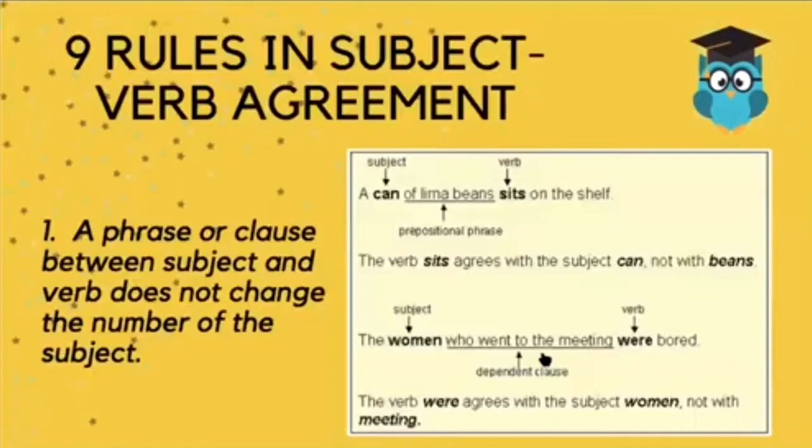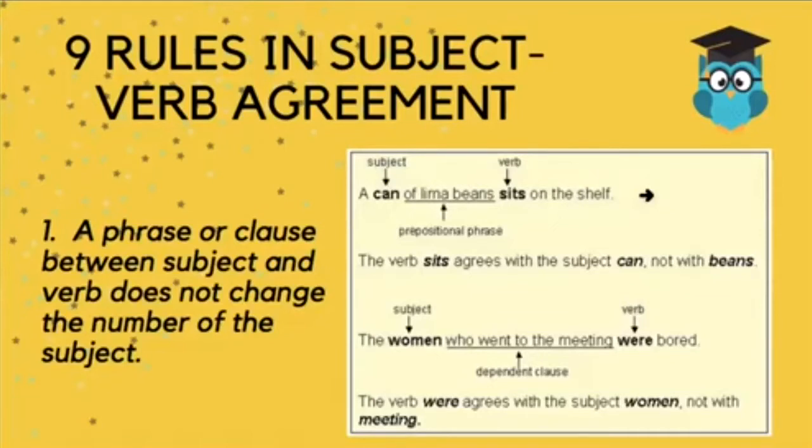All right, so here are 9 rules in subject-verb agreement. Number 1 is, a phrase or clause between subject and verb does not change the number of the subject. For example, we have here, a can of Lima beans sits on the shelf. We have here a prepositional phrase. So the verb sits agrees with the subject can, not with beans. We might think, oh, beans is actually plural, so it should be sit, not sits.